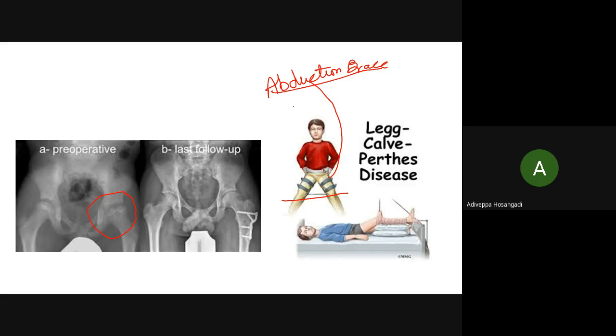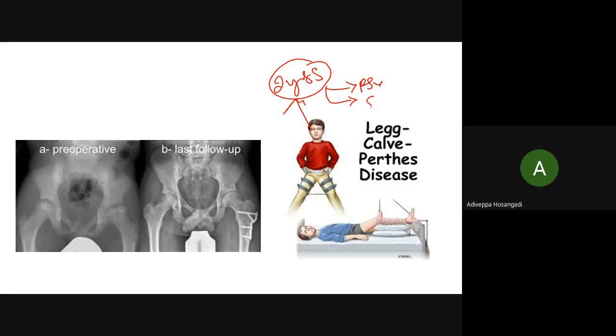You can use the brace or you can use the cast. You can apply a cast here and apply a bar, so you prevent adduction all the time. This is very painful. Earlier people used to treat like this. A child has to be in the cast for 2 years, imagine. There are a lot of psychological problems, and the child has to miss school. So nowadays it is not being followed, but please remember, abduction brace and bachelor's cast. It is also called bachelor's cast.